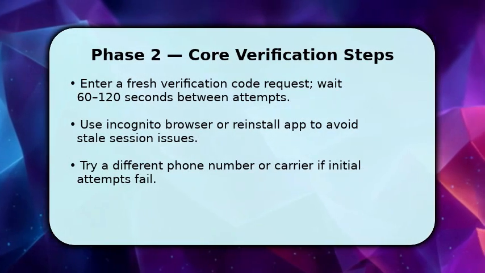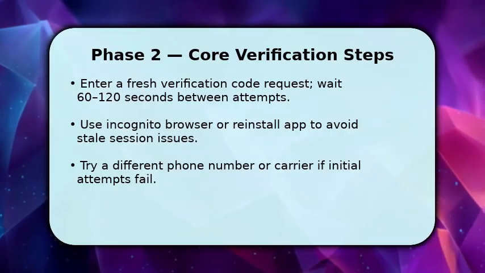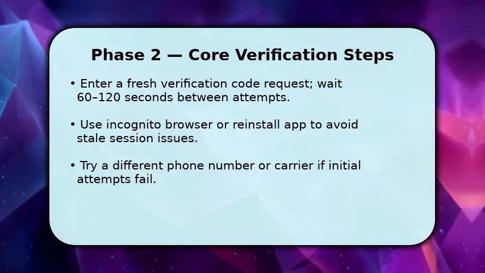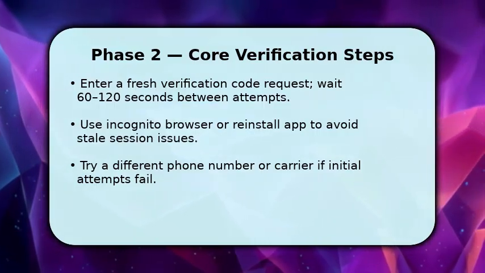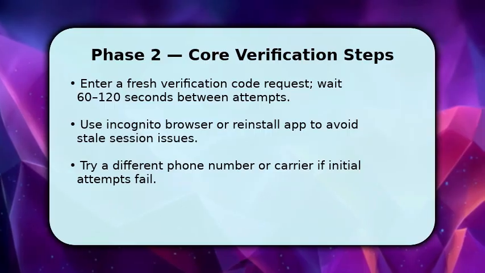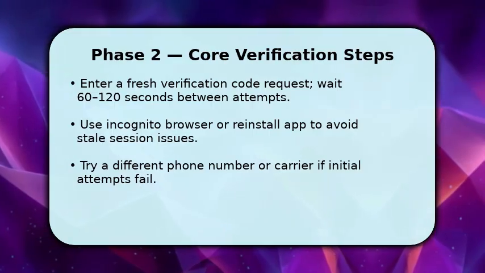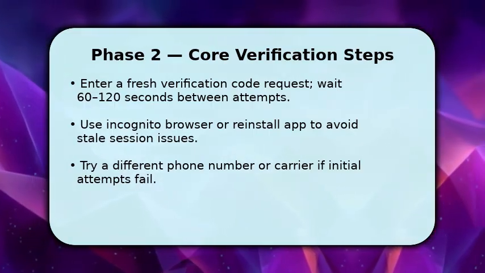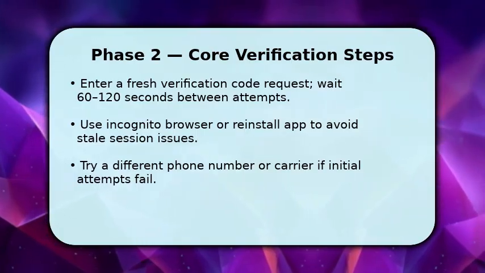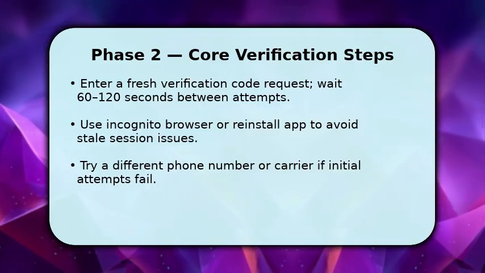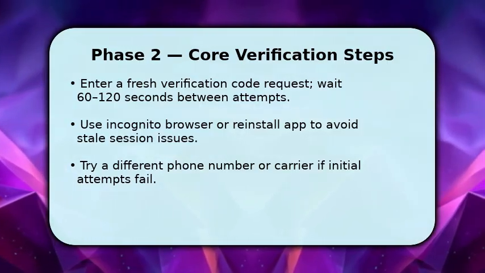Now, request a fresh verification code and be patient. Wait at least 60 to 120 seconds between tries to avoid rate limits. If the app keeps saying invalid, open Discord in an incognito browser or reinstall the app to clear stale session data. This often fixes token mismatches. If you still get errors, try a different phone number or carrier, because some carriers block automated SMS. Make sure to document exact error messages, since that helps decide the right fix quickly.